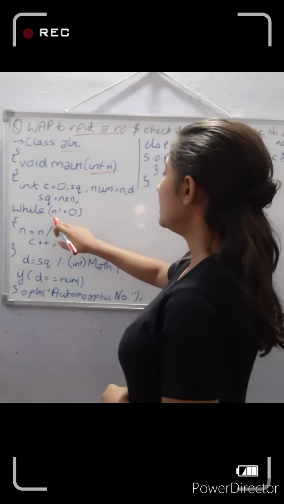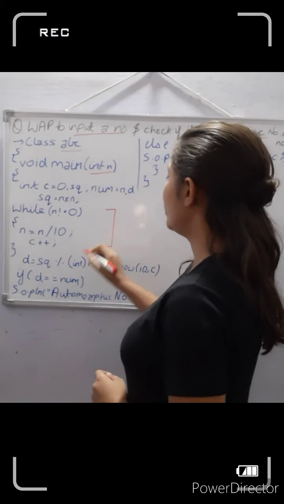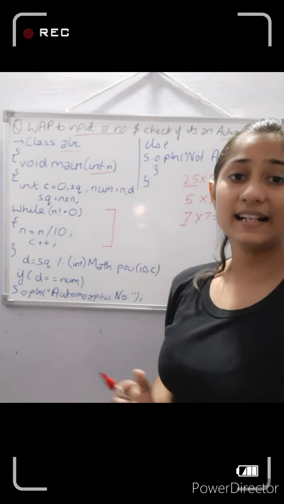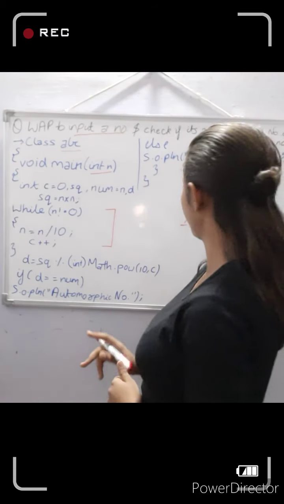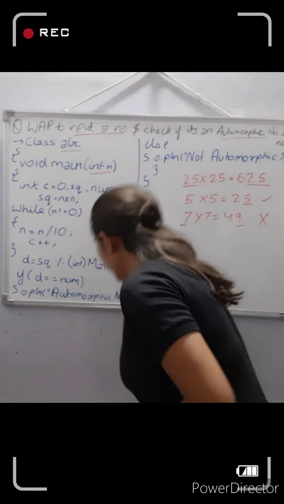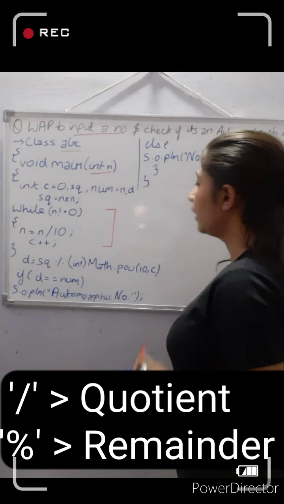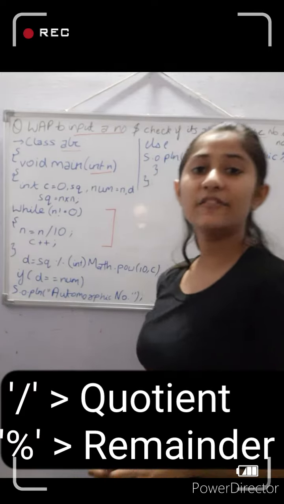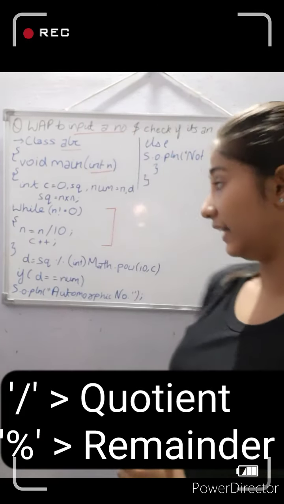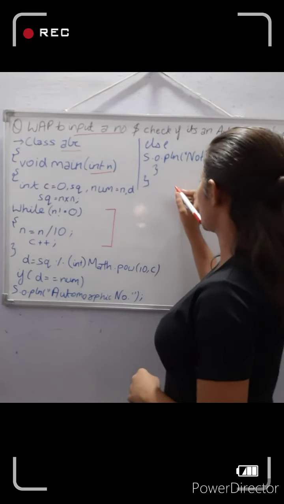Now, while n should not be equal to 0. This means that this particular while loop will run up to the value of n is not 0. That means it is greater than 0. Okay. Now, n is equal to n divided by 10. You might be already knowing that the sign of a divisor gives us the quotient, whereas the sign of a modulus gives us the remainder. So over here we have the sign of a divisor. So we are going to get the quotient.